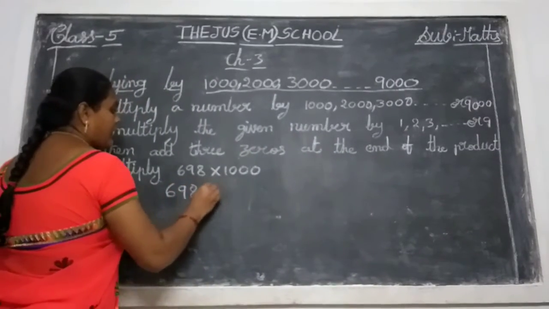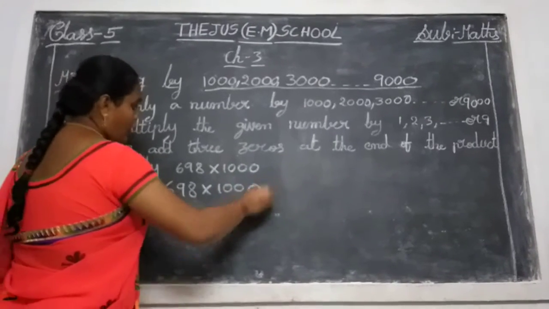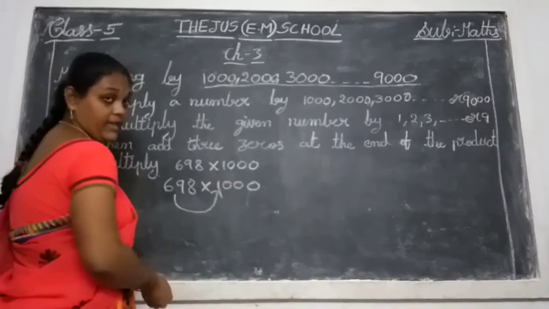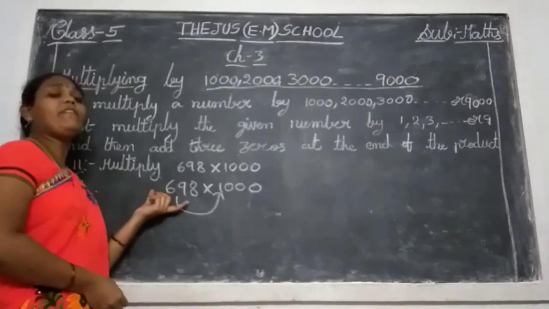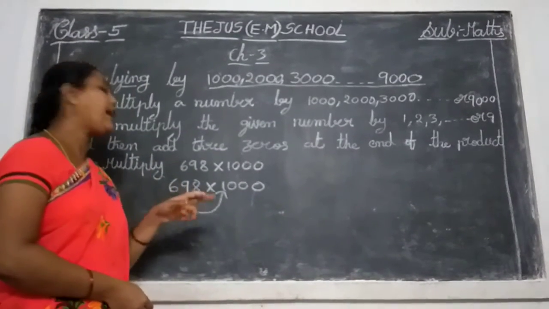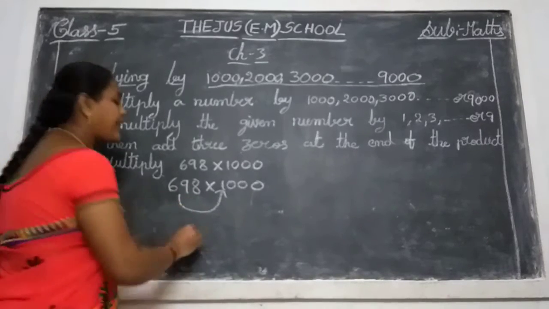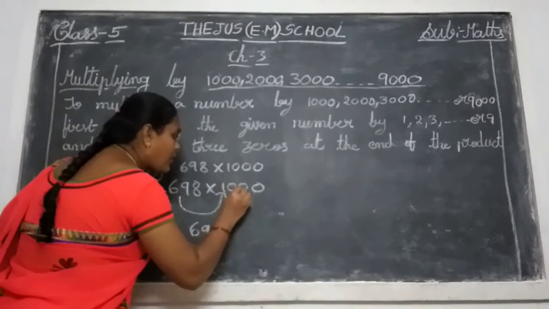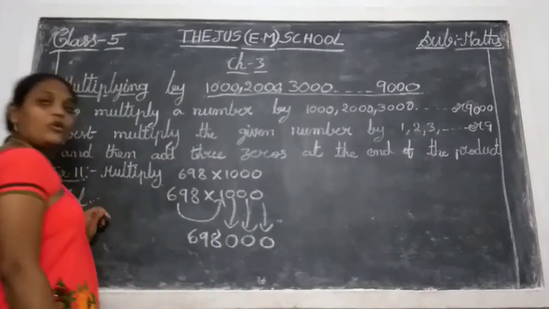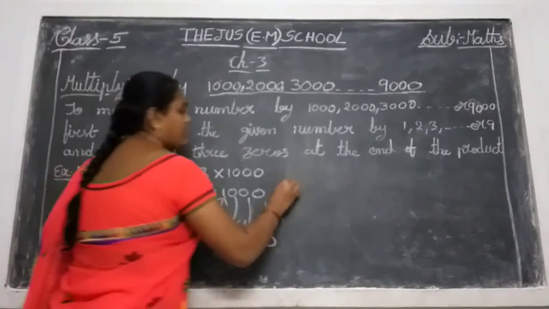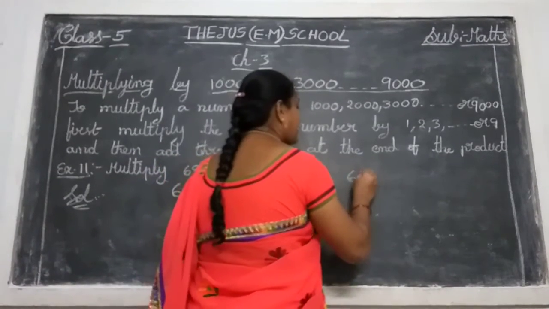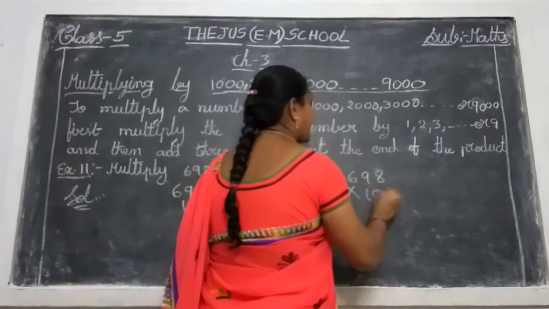Now 698 into 1000. So multiplying with the given number, only 1. So 50 ones are 50, 35 ones are 35, 24 ones are 24. Like that, 698 ones are 698. So write these 3 zeros directly. Okay, children, this is the answer. So check once. We will do the multiplication normally. 698 into 1000.